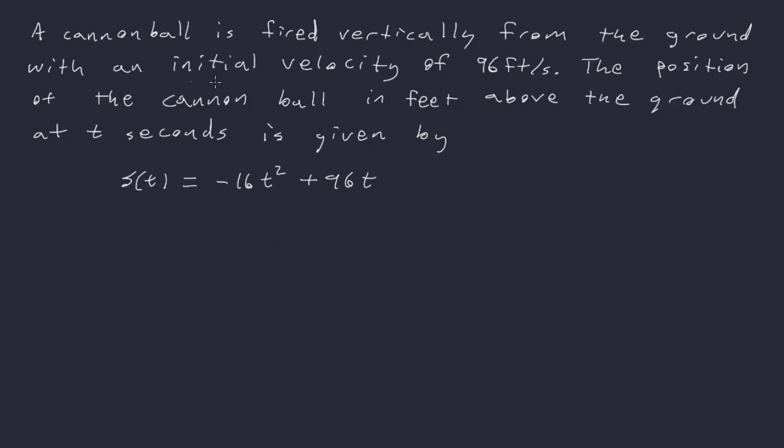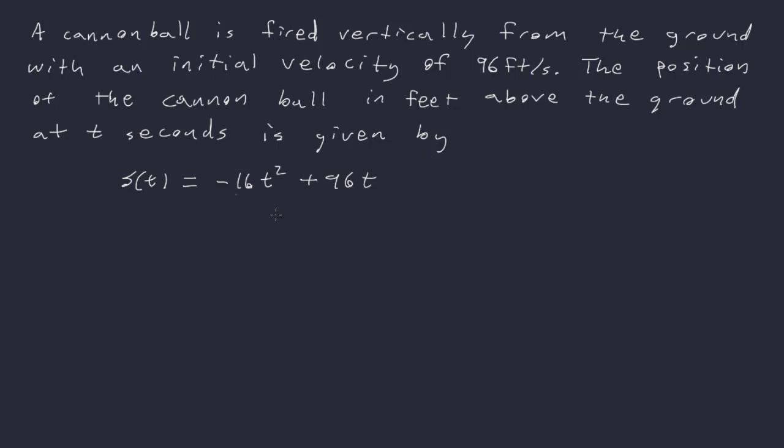All right, let's take a look at this example. Let's say a cannonball is fired vertically from the ground with an initial velocity of 96 feet per second. And the position of the cannonball in feet above the ground at t seconds is given by this function here. s of t is equal to negative 16t squared plus 96t. This should be fairly familiar, I hope.